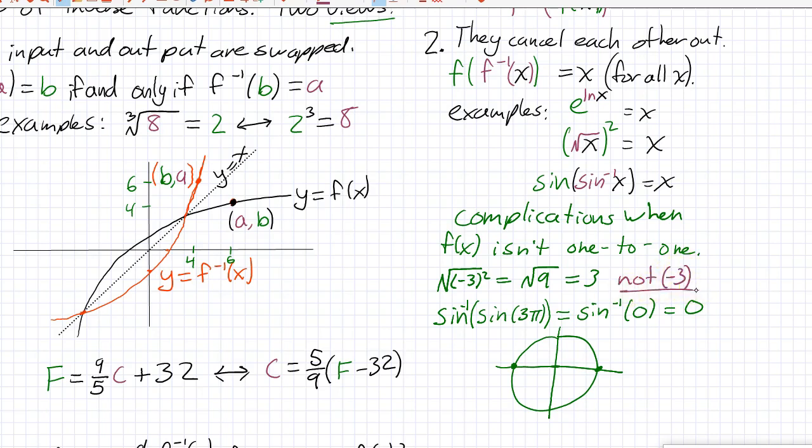And likewise, if you do sine of 3 pi, the angle 3 pi means go around 1.5 complete rotations, and the angle there is 0. So sine of 3 pi is equal to 0, but there's a lot of other angles that make sine of that angle be 0 too, and sine inverse can only be one of them. So you just get this one over here as the result. So there are complications like that.